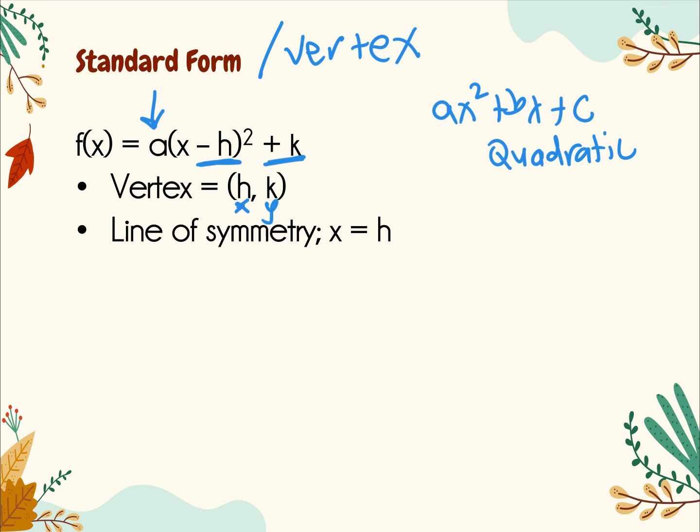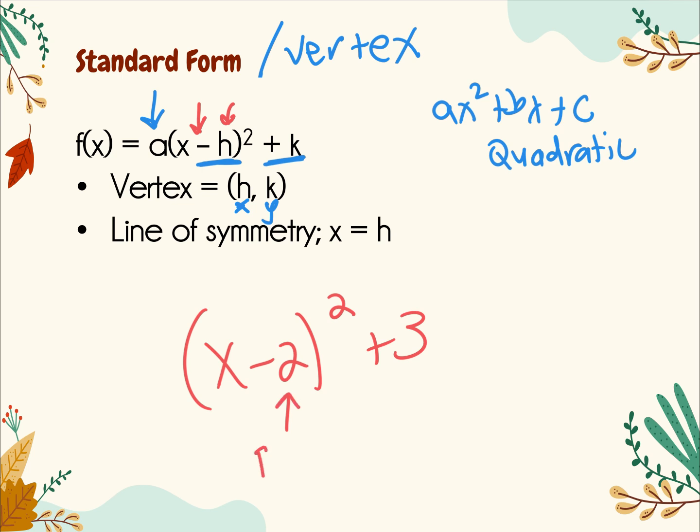And notice in the standard form equation here, this is a minus sign. So whatever number is in here, when we take it out, it's going to be opposite. We've got to pay attention to that. Like we said, if you had a parabola and it said x minus 2 squared plus 3, where does this parabola move?